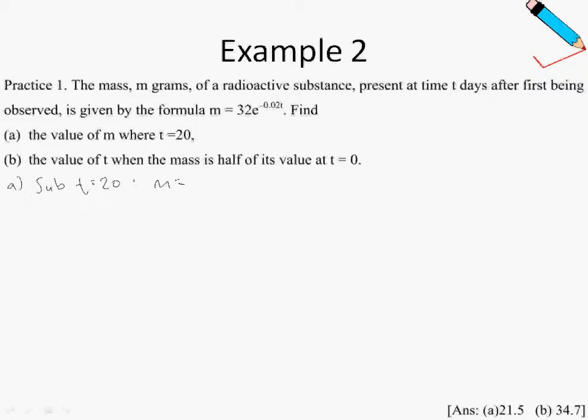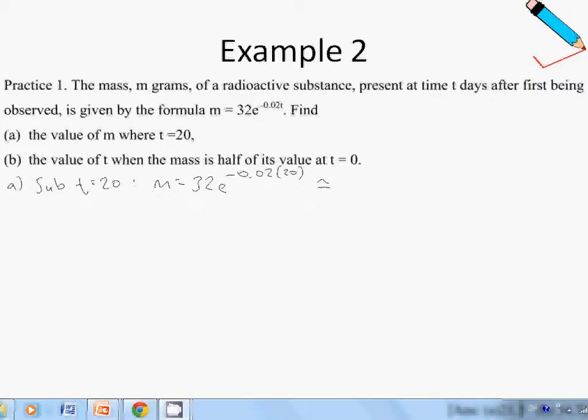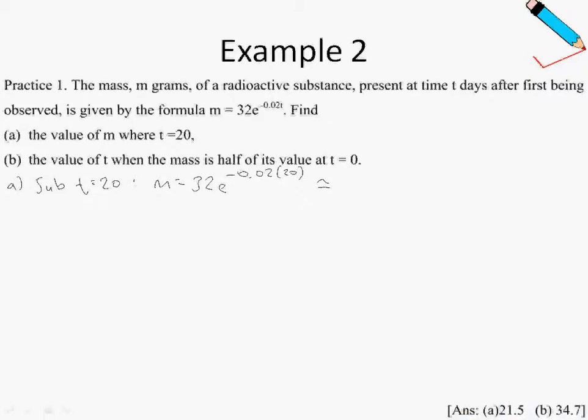So m is equal to 32 e to the power of negative 0.02 times 20. You just press this in your calculator and you should get this over here, which is roughly 21.5. Take note that the mass is given in grams, so it's 21.5 grams.